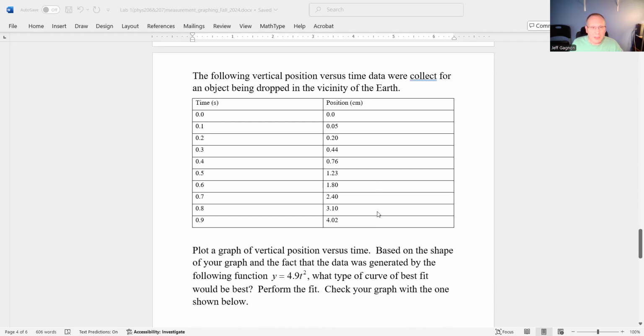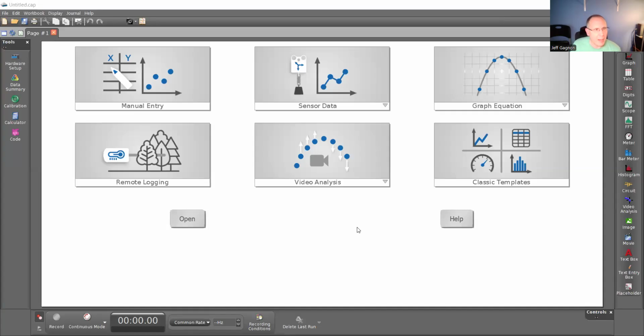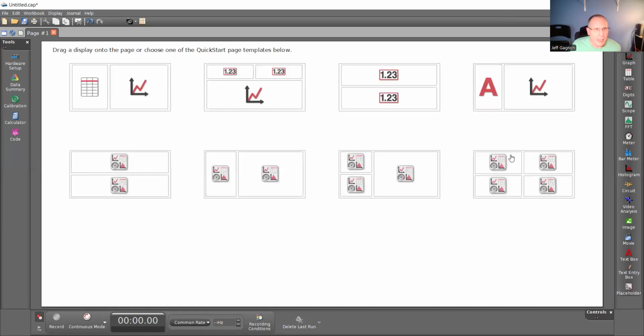Okay, let me show you how to use Pascal Capstone. So when you start up Pascal Capstone, you're going to get this introductory menu here. There are several ways of getting into each option that we want, but what I would do is just click on Classic Templates. And then for this class, we're almost always going to use this upper left icon right here, the one with the table and the graph in it. So I'm going to click on that.